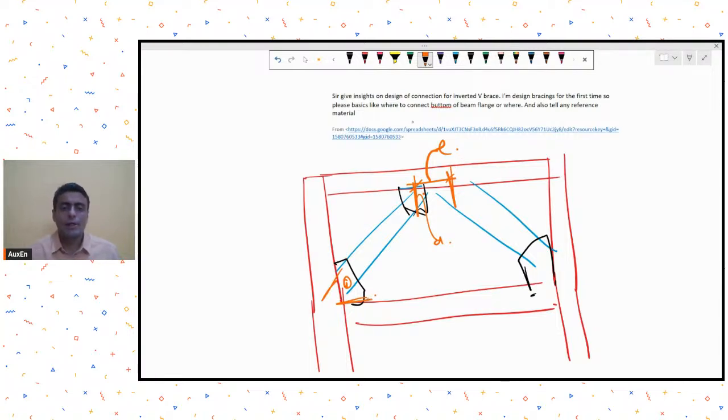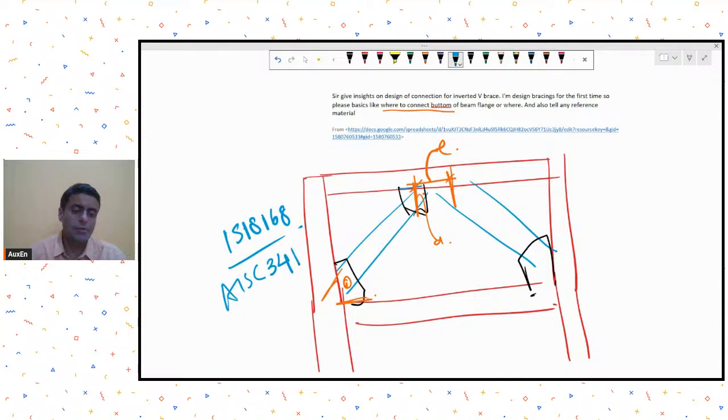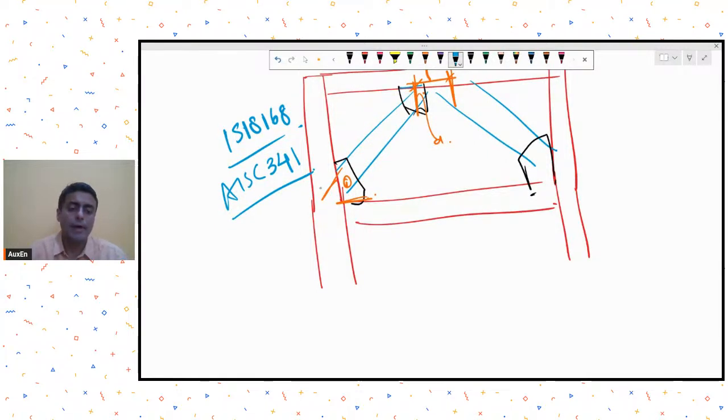If you are studying these issues for the first time, I would suggest you go through some documents. You can go through IS 18168, which is a new code for ductile design and detailing of steel structures. Additionally, you can have a look at AISC 341, which is the similar American code for ductile design and detailing of steel structures. Why am I referring you to these codes? Because they cover in depth the different types of bracing systems and their connections also.